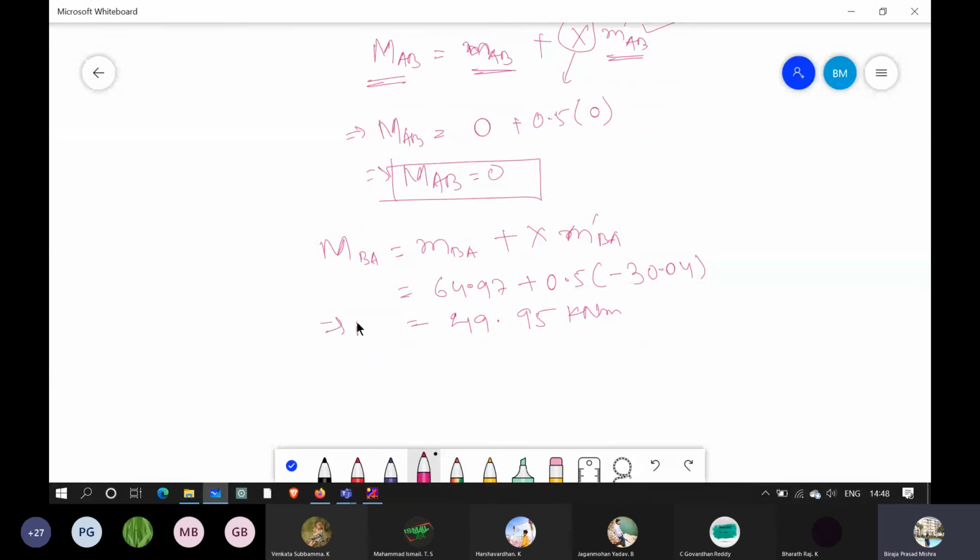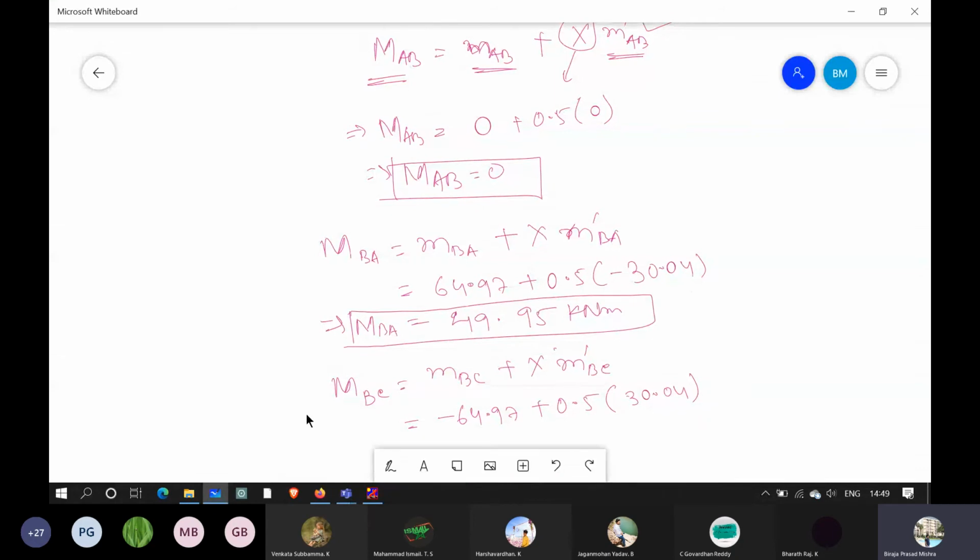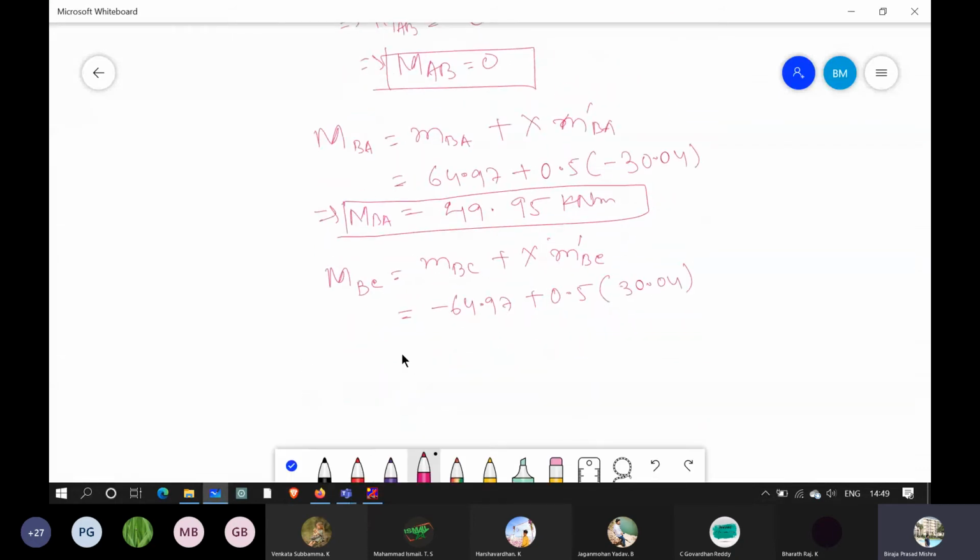MBC equals small MBC plus X into M bar BC. So small MBC is minus 64.97 plus 0.5 into M bar BC, which is 30.04. This implies MBC, the final end moment, equals minus 49.95 kilonewton meter.